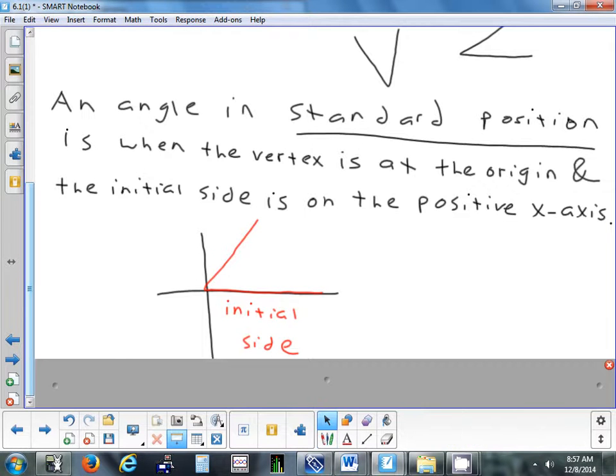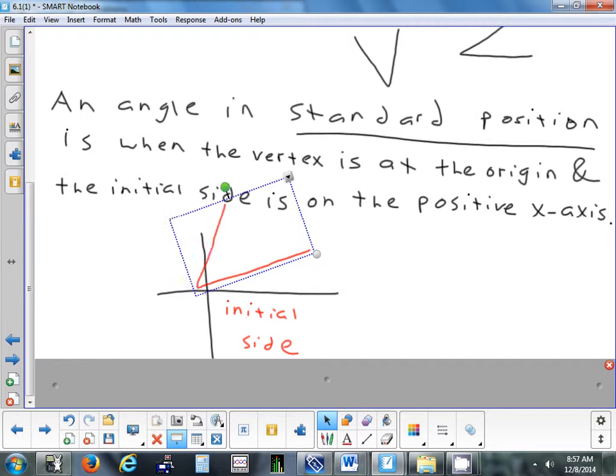Okay, so in red there's an angle in standard position. Now if I took it and went like that, is that still in standard position? Nope. What's wrong with it this time? Yeah, the vertex is not at the origin. The initial side is still where it should be, but the vertex isn't.